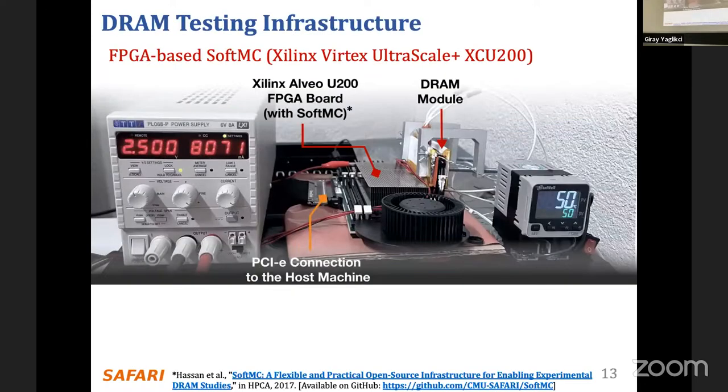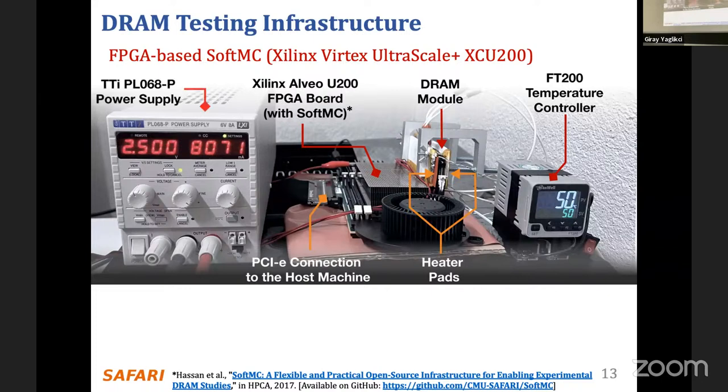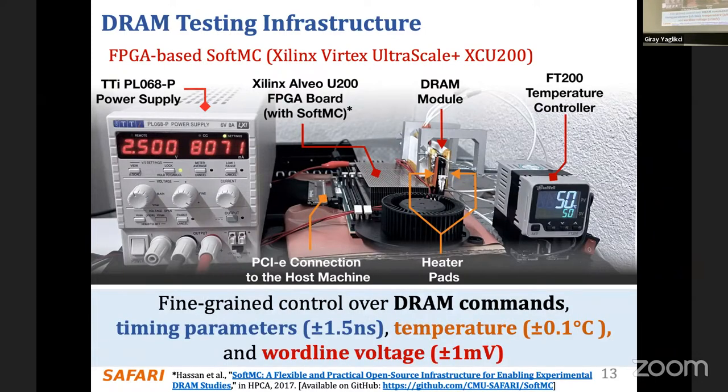And to this end, we came up with this experimental study. So this is our DRAM testing infrastructure, where we have an FPGA board programmed with SoftMC. Now we call it DRAM Bender, but it's a newer version available out there. It's open source. We have a DRAM module here, and we clamp two heater pads from both sides and squeeze them together here. And these heater pads are connected to this temperature controller that keeps the temperature stable. And we have an external power supply where we can manipulate the voltage level on the VPP power rail that goes to this DRAM. So this gives us fine-grained control over the DRAM commands, the temperature, and the voltage.